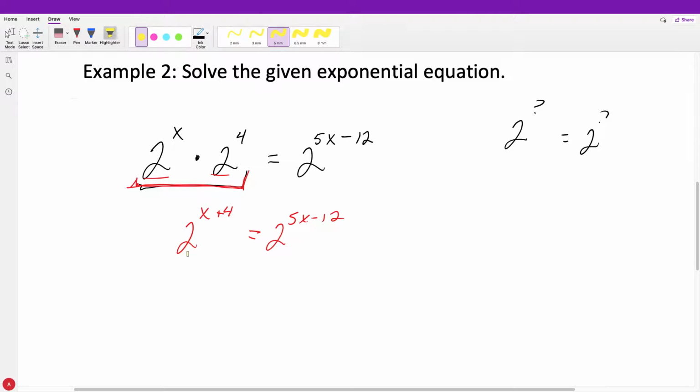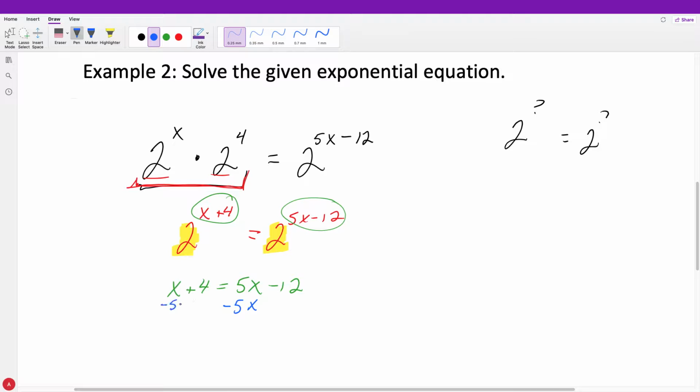So now once we see that we have just one base written on each side, now we can go ahead and say, okay, they're the same. And since they're the same, I can go ahead and set my powers equal to each other and say x plus 4 is equal to 5x minus 12. So sometimes you will have to use some of our previously learned rules in order to solve.